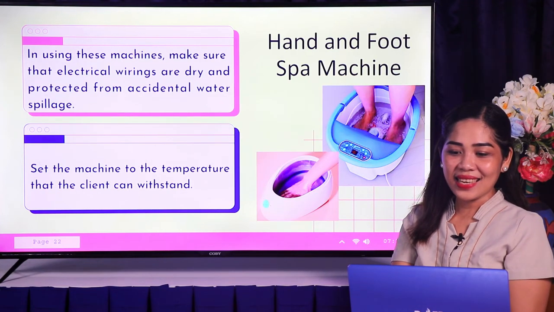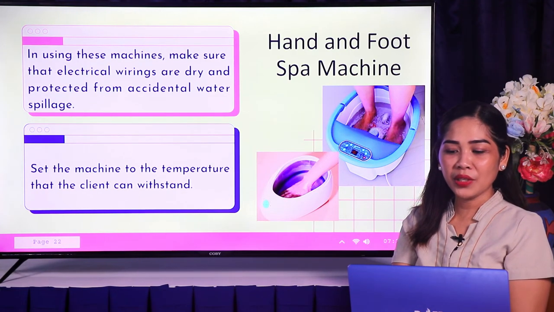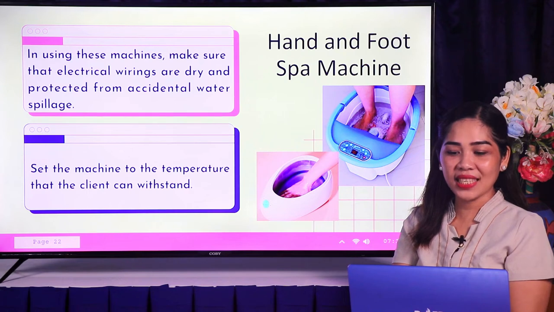And lastly, let's move on to the proper use of the hand and foot spa machine.